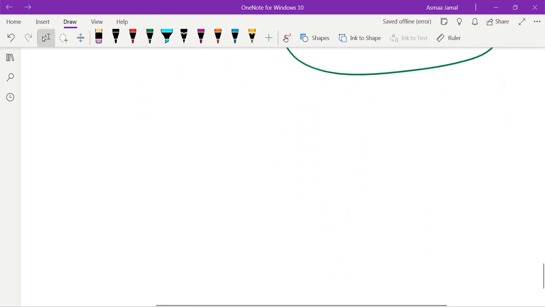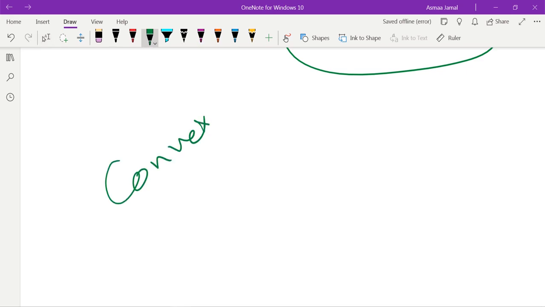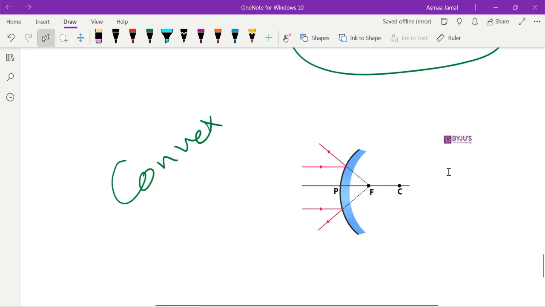What about the convex mirror, or the diverging, negative mirror? The image formed by a convex mirror is always virtual. Wherever we put that object, the image will be virtual and erect. If we place the object at infinity, the virtual image is formed at the focus. And of course, since it's virtual, it will be on the opposite side of the object. The size of the image is much smaller than the object.